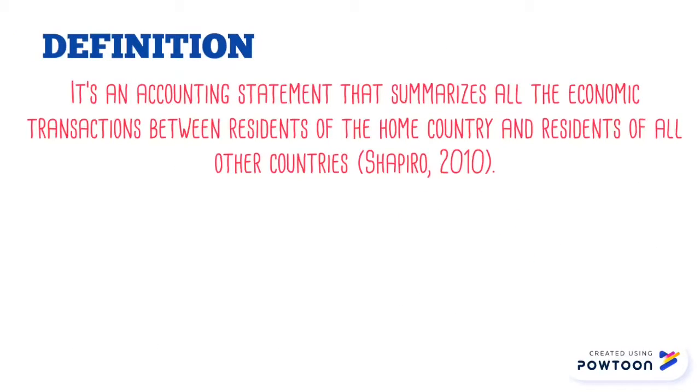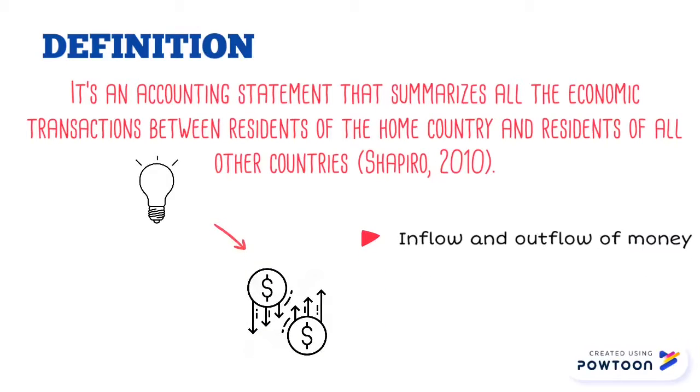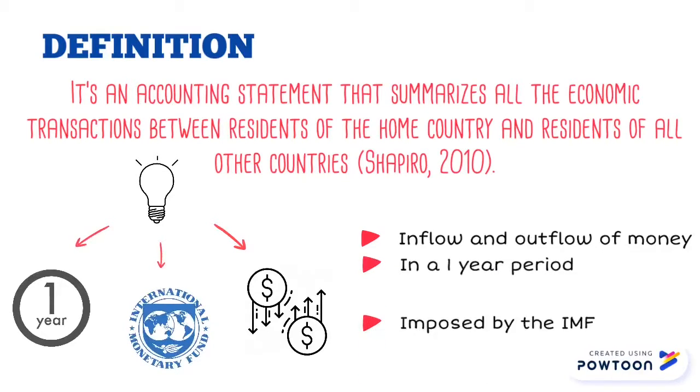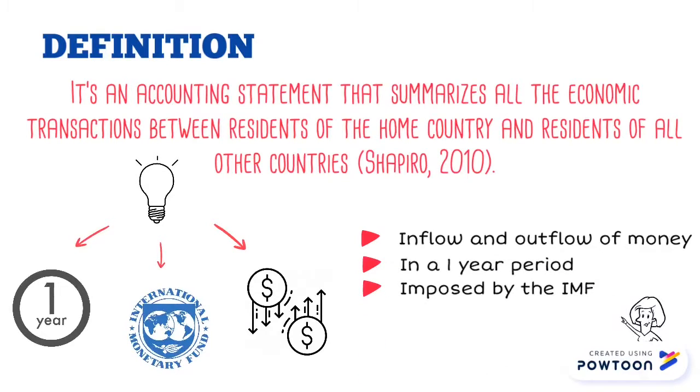A balance of payments is an accounting statement that records all the economic transactions between residents and non-residents of a country. So basically, these transactions involve the inflow and outflow of money, and the records are for a one-year period. It was also imposed by the International Monetary Fund.